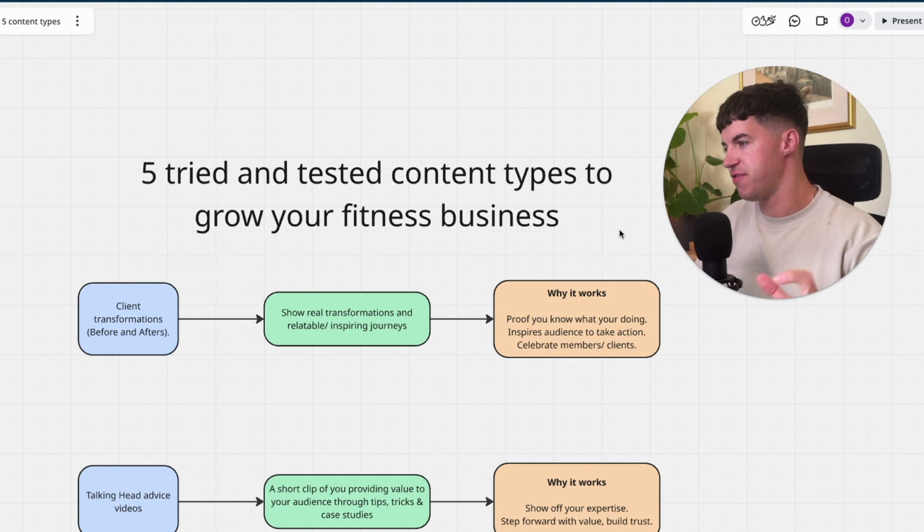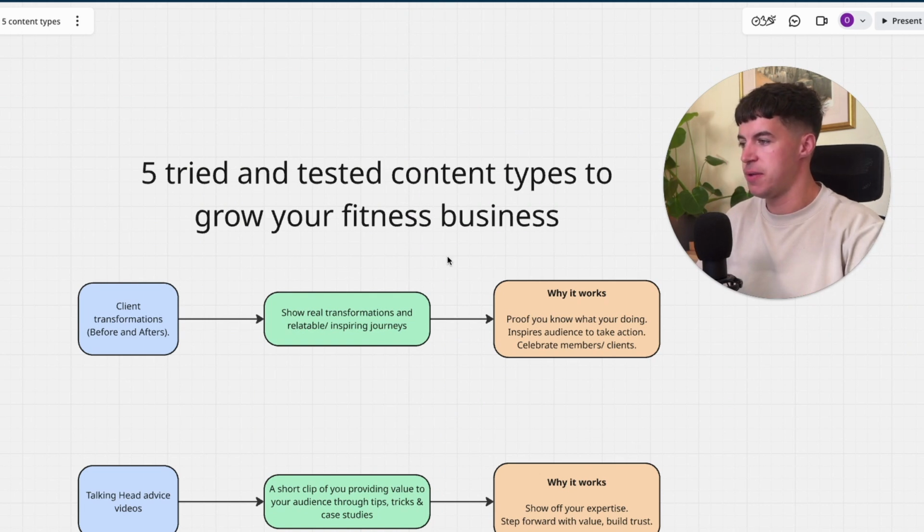So here we have the 5 tried and tested content types that are going to grow your fitness business. So this works if you're a gym owner, a PT, an online coach, anything where your service revolves around fitness and helping people get fitter, stronger, healthier, whatever it is, this is going to work for you.